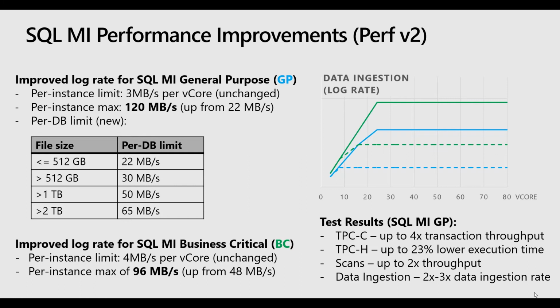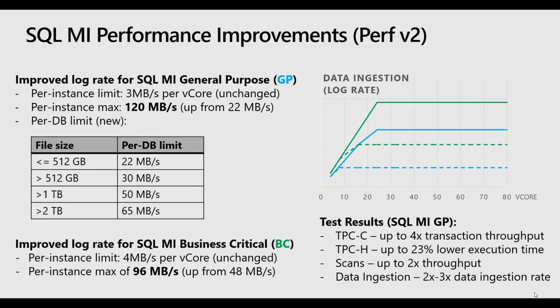Now there are a lot of figures on this slide, but please bear with me. So the per instance limit for the general purpose service tier starts as a linear function of the number of vCores, like it's 3 megabytes per second per vCore. Now on the other hand, there was a cap on the instance level of 22 megabytes per second, which means that even a small 8 vCore general purpose instance could not use all of the log rate that would belong to it based on the number of vCores. Now we were able to increase this log rate almost 6 times on the instance level, up to 120 megabytes.